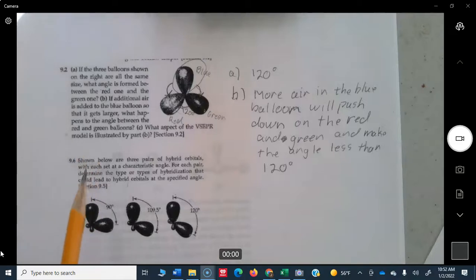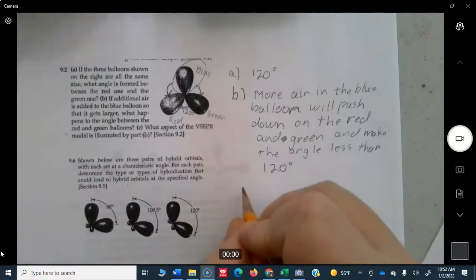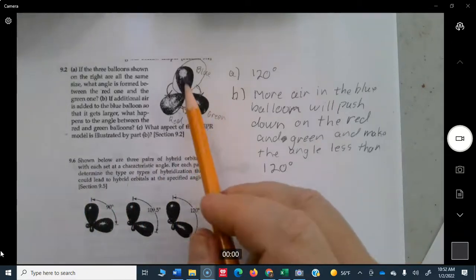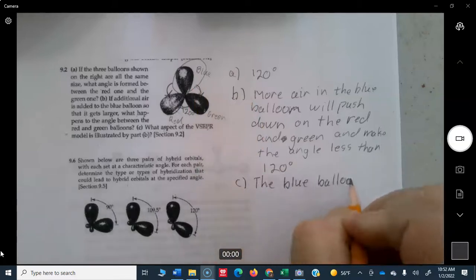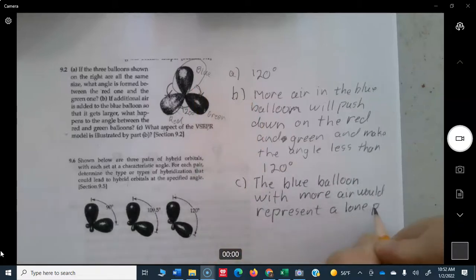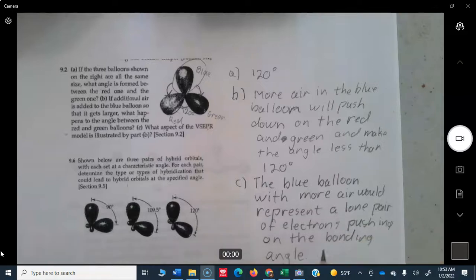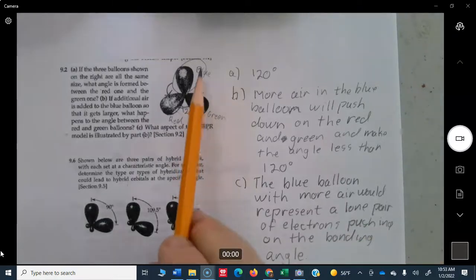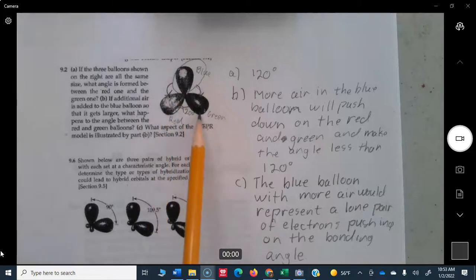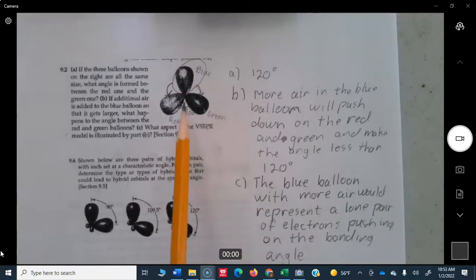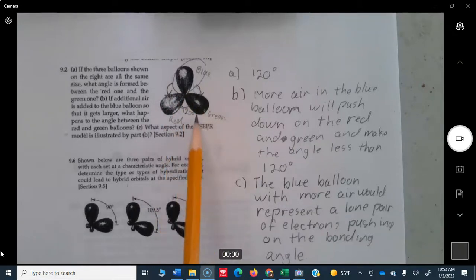For part C, what aspect of VSEPR model is illustrated by part B? The blue balloon would be symbolic of, or represent, a lone pair of electrons. So if this became bigger, that would be a lone pair. Let's understand why that is. Let's say these are 3 equal atoms. Doesn't matter what they are, they're equal. So they have a nice even angle of 120 degrees between all of them.